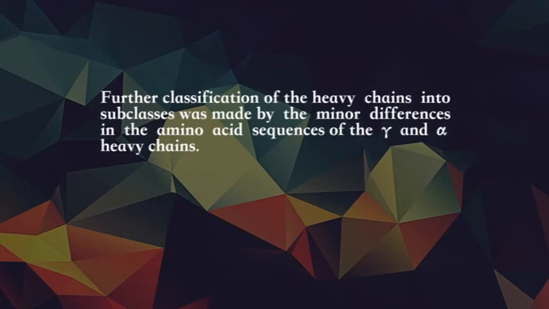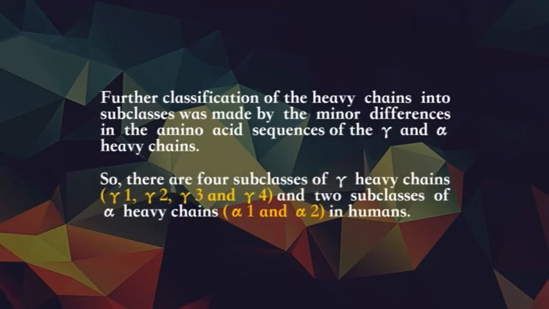Further classification of the heavy chains into subclasses was made by the minor differences in the amino acid sequence of the gamma and alpha heavy chains. So there are 4 subclasses of gamma heavy chains: gamma 1, gamma 2, gamma 3 and gamma 4, and 2 subclasses of alpha heavy chains, alpha 1 and alpha 2 in humans.